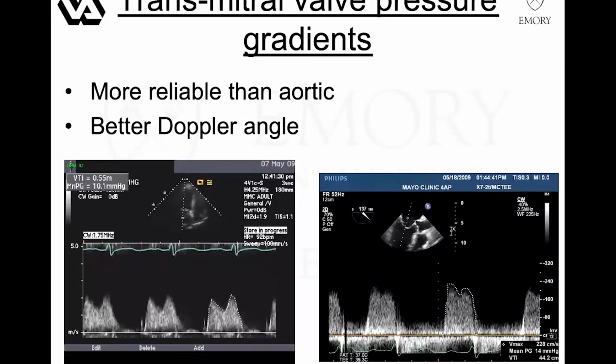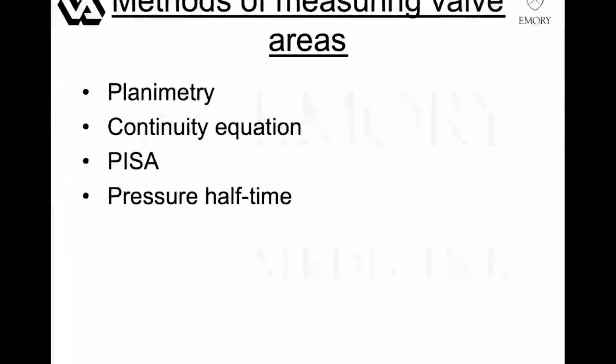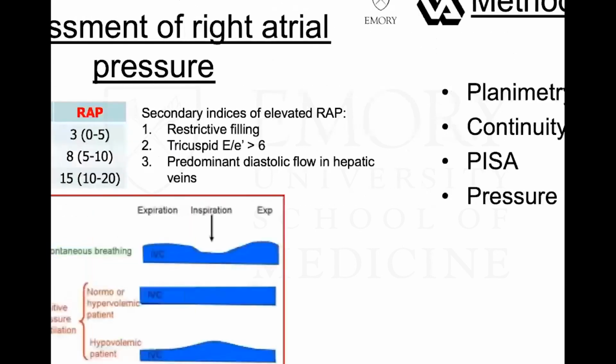In general, when it comes to mitral valve, Doppler gradients are generally more reliable than aortic because you've got a very good Doppler angle, and you can see some good mitral valve Doppler gradients that are measured both by TEE and by TTE, and these gradients are about the same. There are multiple different ways of measuring valve area: planimetry, continuity equation, PISA, and pressure half-time methods. We can go through different examples of these. Just remember, this is just an outline. Again, you'll be going through examples of these in each of your cases.